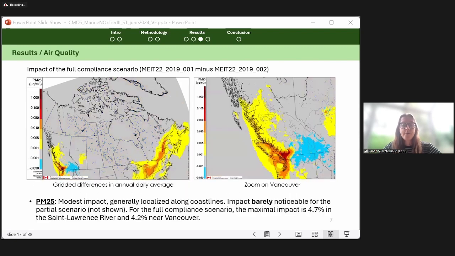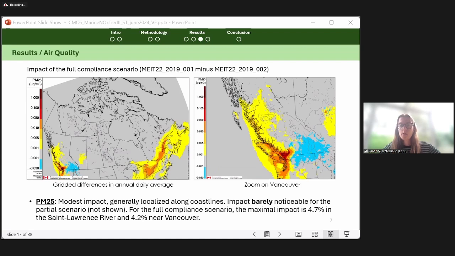Now quickly for the PM2.5 impact. We see that the impact for PM2.5 is again a little more localized, like we had for NO2. The impact is a bit more modest, in that when we look at the relative difference, it reaches only 4.7% in the St. Lawrence River and 4.2% near Vancouver. This is explained by the fact that NOx can form the nitrate component of PM2.5, but it's not a major component of the total PM2.5 mass.